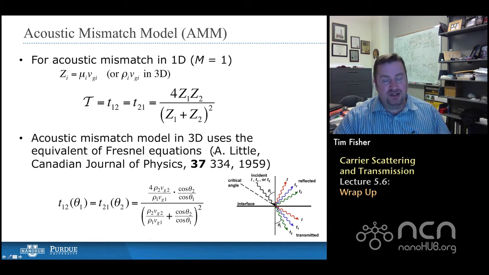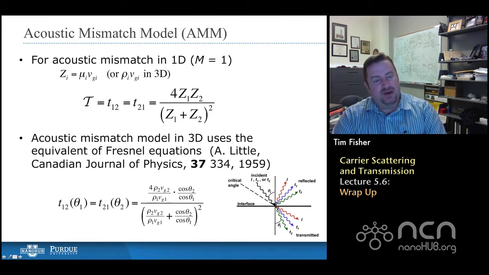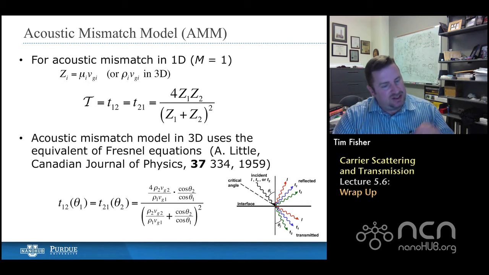When we went to 3 dimensions, like so often, life gets a lot more difficult, and we have a direction dependence to the transmissivity. That's the lowercase t12 and t21. And what we end up having to do is to integrate over the spatial incident angles. And that becomes very difficult. We didn't actually go through an example, but there is a homework problem that's related to that approach.